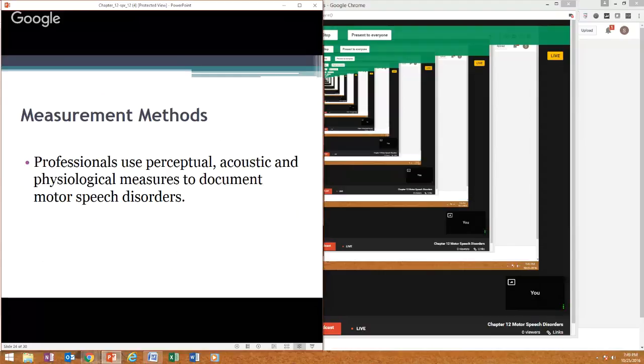And then the physiological measures provide quantitative data on aspects of the speech motor system, such as muscle strength, endurance, and airflow. Sometimes these measures involve simple equipment and tasks such as blowing through a straw in a glass of water to assess breath support. And then others might require more elaborate equipment such as video fluoroscopy to assess phonatory and resonatory systems.